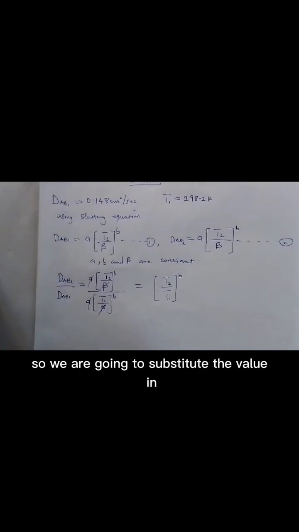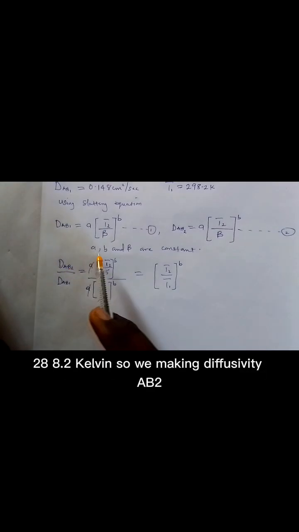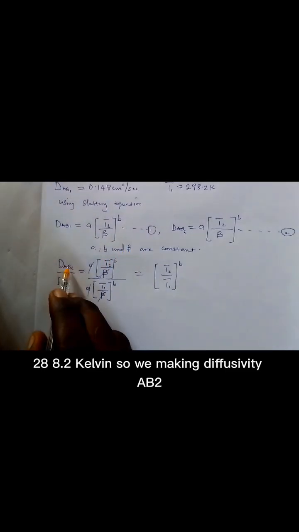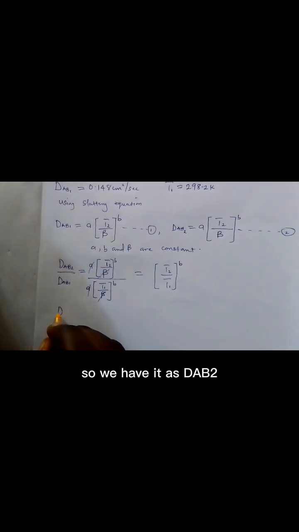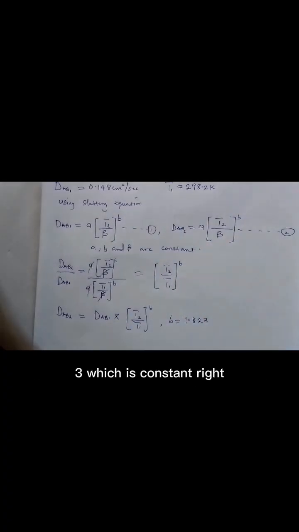So we are going to substitute the values in now, to get the diffusivity AB2, which resides at a temperature of 288.2 Kelvin. Making diffusivity AB2 the subject of the formula, we have dAB2 equal to dAB1 multiplied by T2 over T1, all raised to power B. And we know that B is equal to 1.823, which is constant.